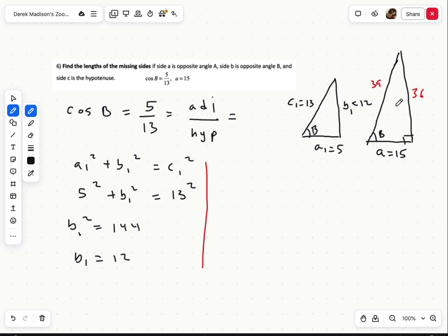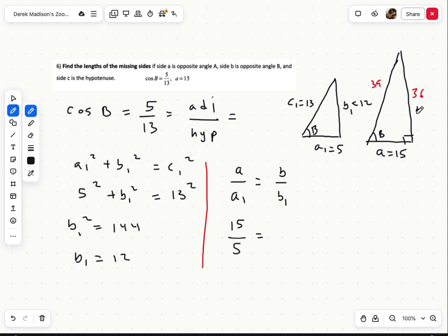All I'm doing is setting up the same ratios that I'm doing in my head, looking at these two diagrams. But if I say the ratio of a to a sub 1 is going to have to equal the ratio of b to b sub 1, that would be one way of setting up these ratios. So a I knew to be 15, a sub 1 I knew to be 5.